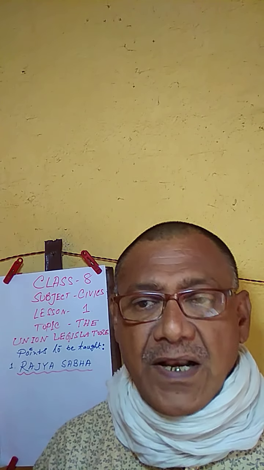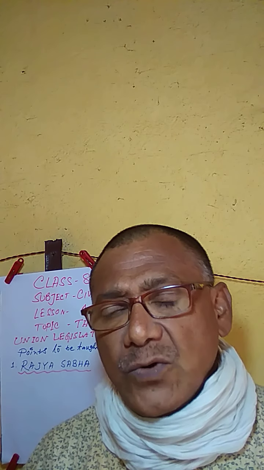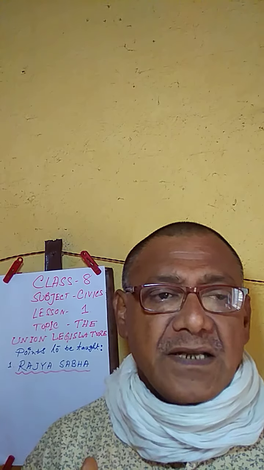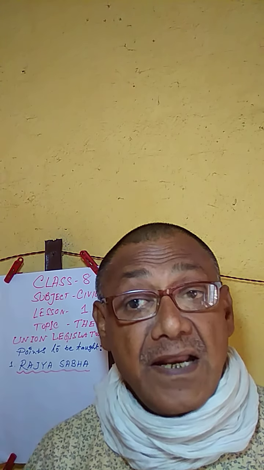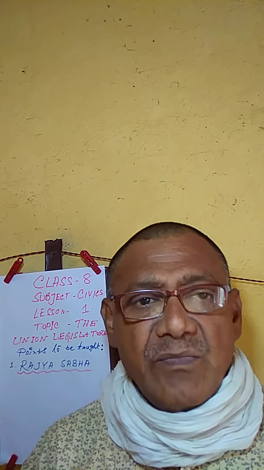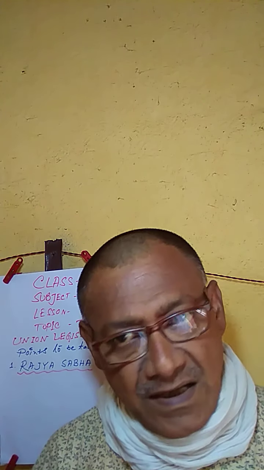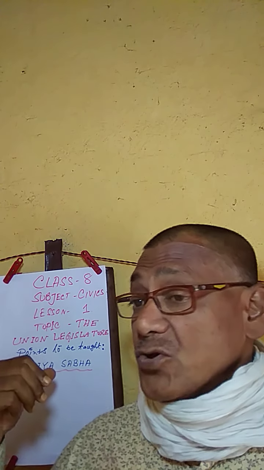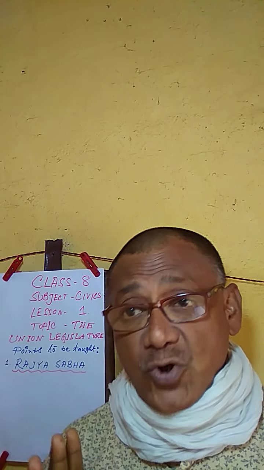The members of the Rajya Sabha are elected in two ways. A group of members are elected directly and some members are elected indirectly. Now, how many members are elected directly and how many members are elected indirectly? How many members are there in the Rajya Sabha? There are 250 members in the Rajya Sabha.